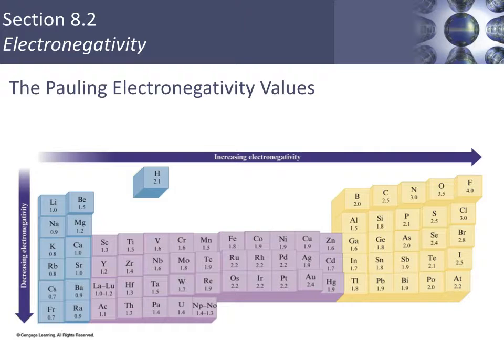The range of electronegativity values is 4 for fluorine, which is the most electronegative, and 0.7 for cesium, which is the least electronegative. Now remember, when I say that the electronegativity increases across a period and decreases down a group, I'm talking about a trend. If someone were to ask you why, that's not a good enough answer yet.